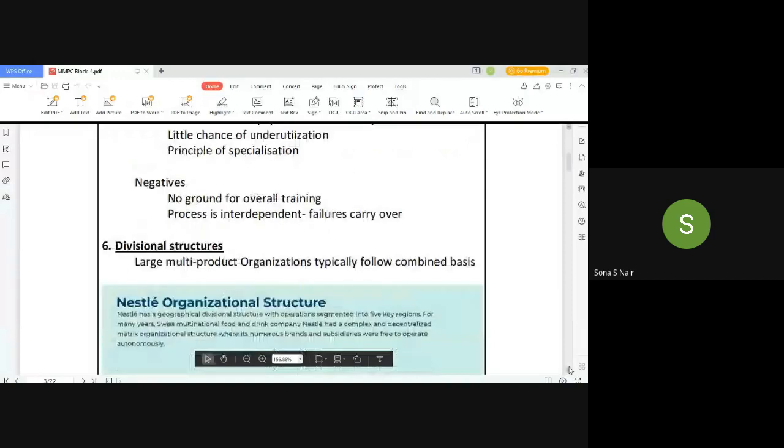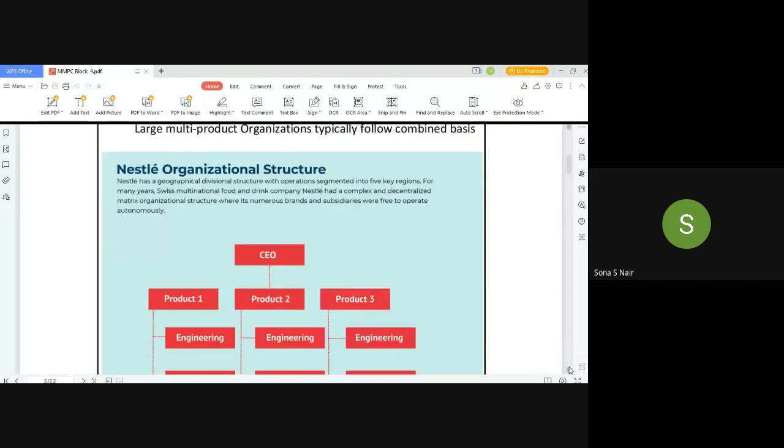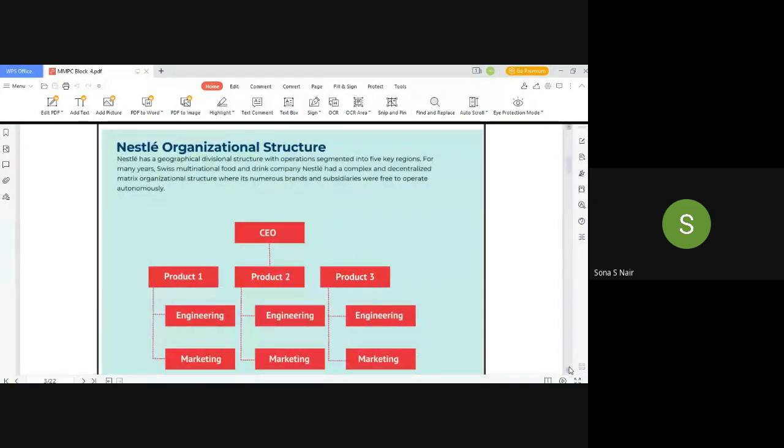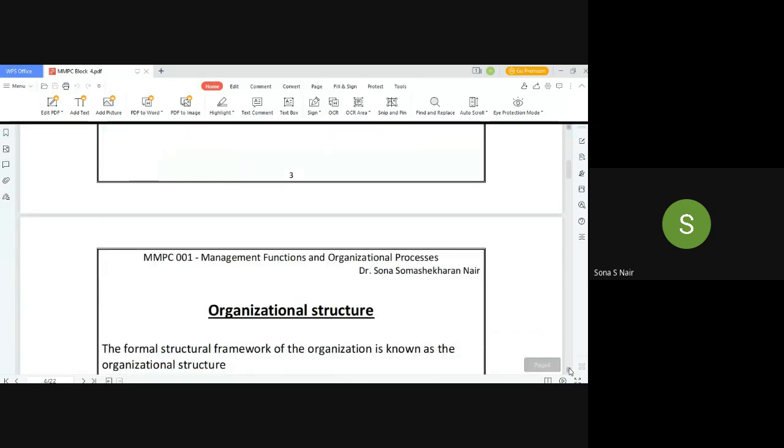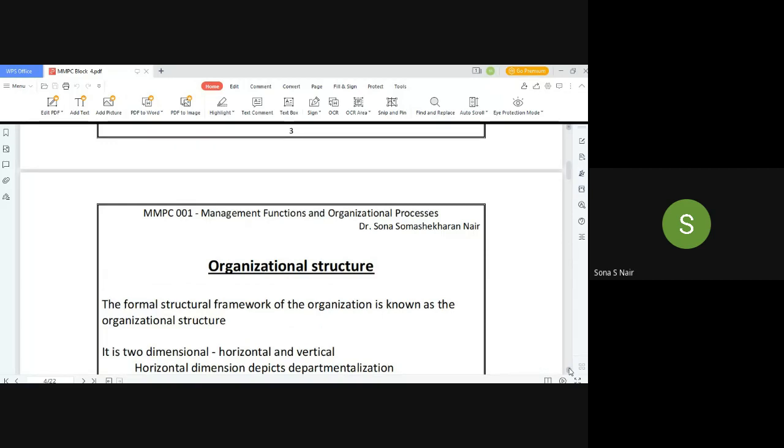Divisional structures. Large multi-product organizations follow combined bases, all the bases which we have discussed in the pages above. So some organization like Nestle, possibly, since it's a huge organization, will have a CEO and different product lines, and the products will be headed by a unit head, which would have engineering and marketing and finance and personnel, all the departments. Okay? So those are called divisional structures. Multi-product companies have big divisions. That brings us to the end of the departmentalization basis.